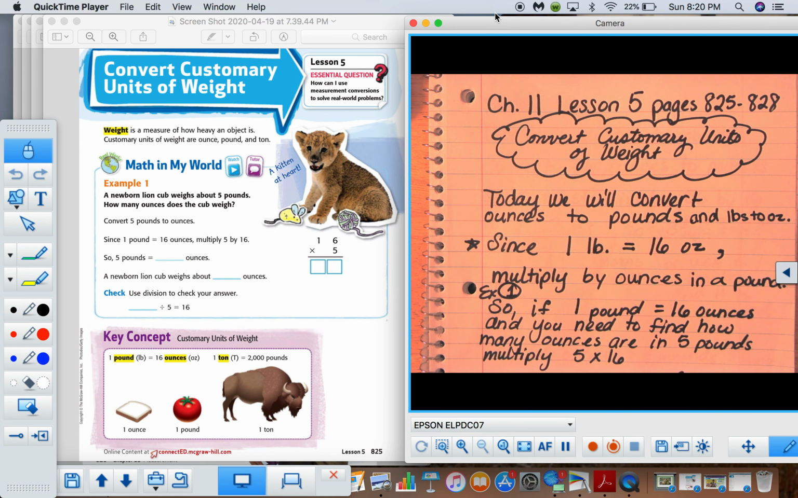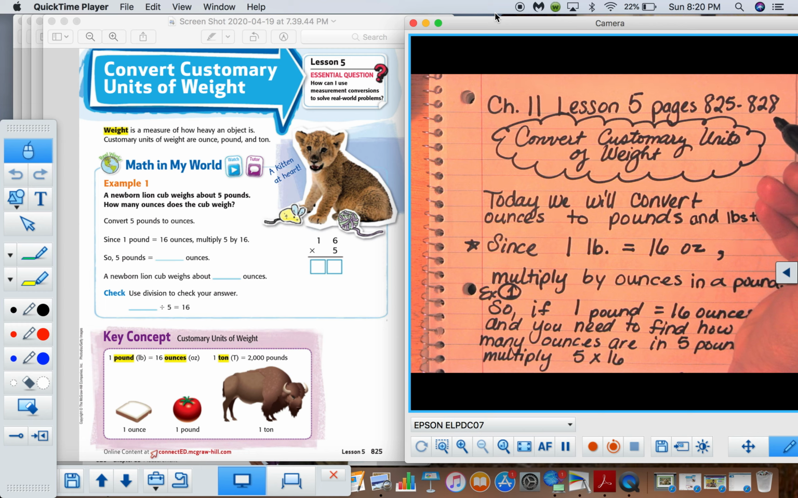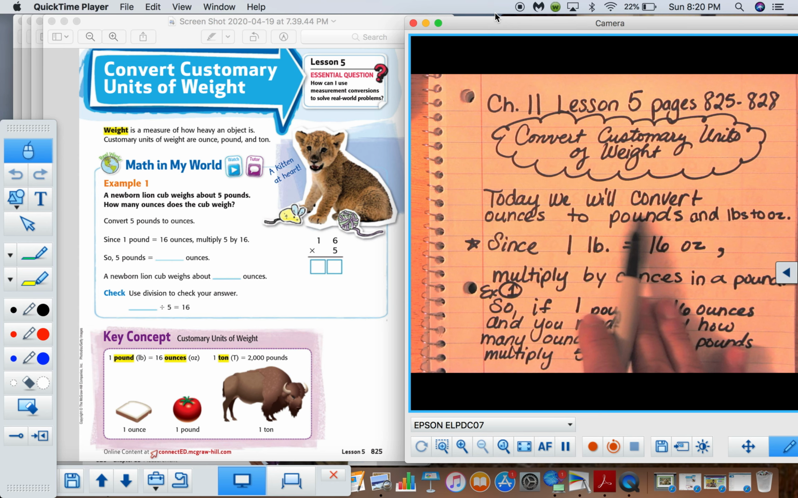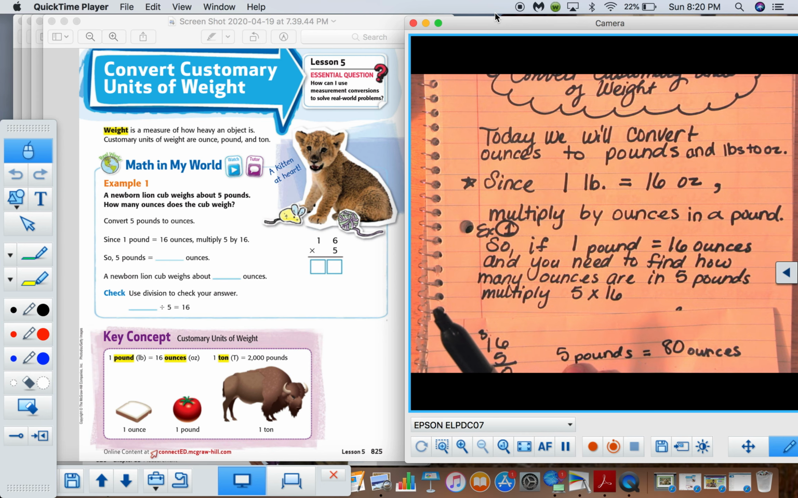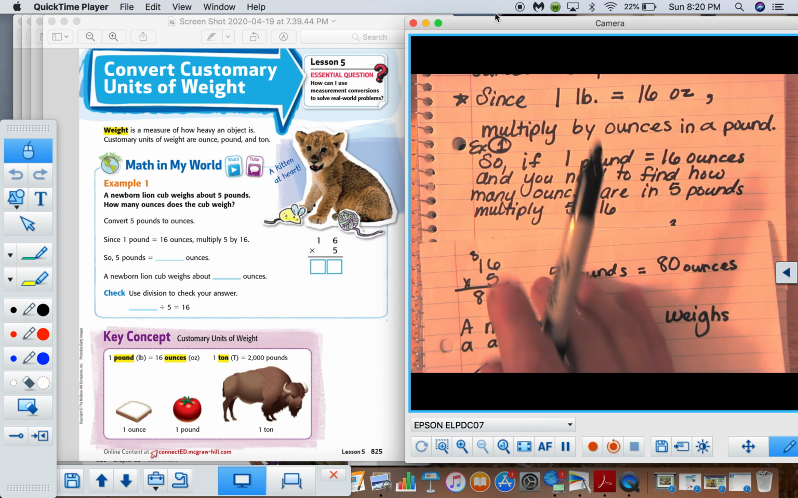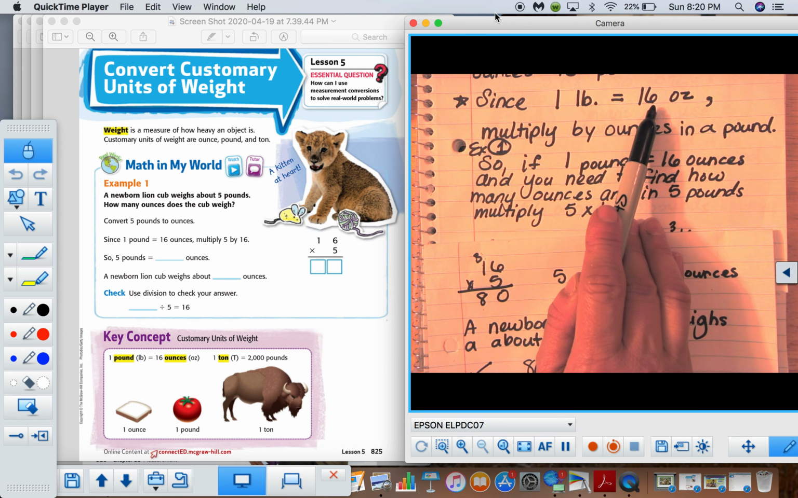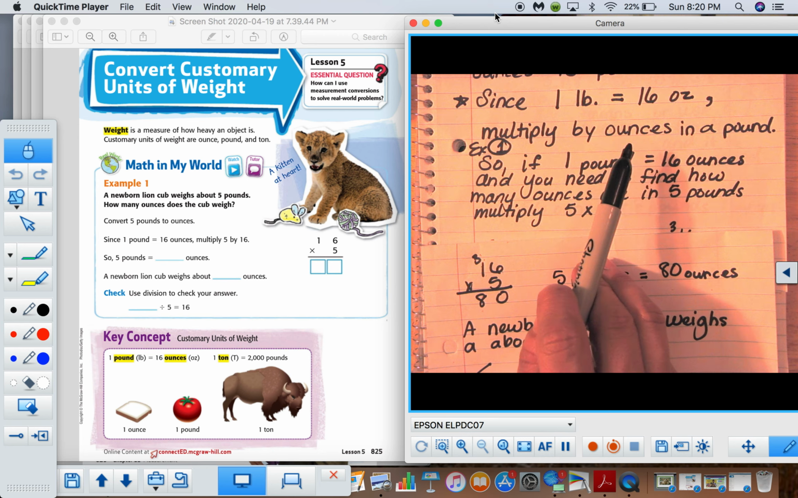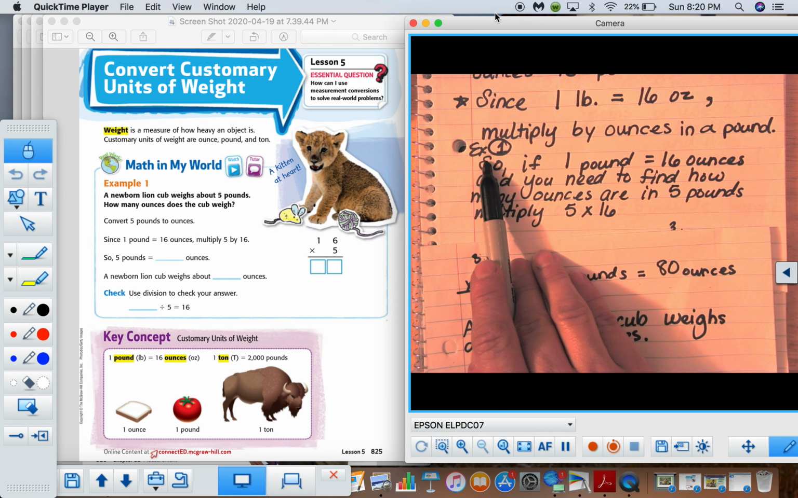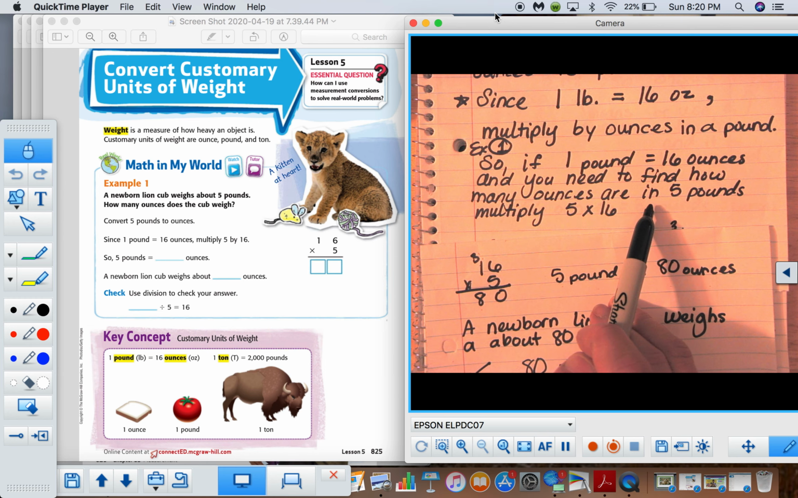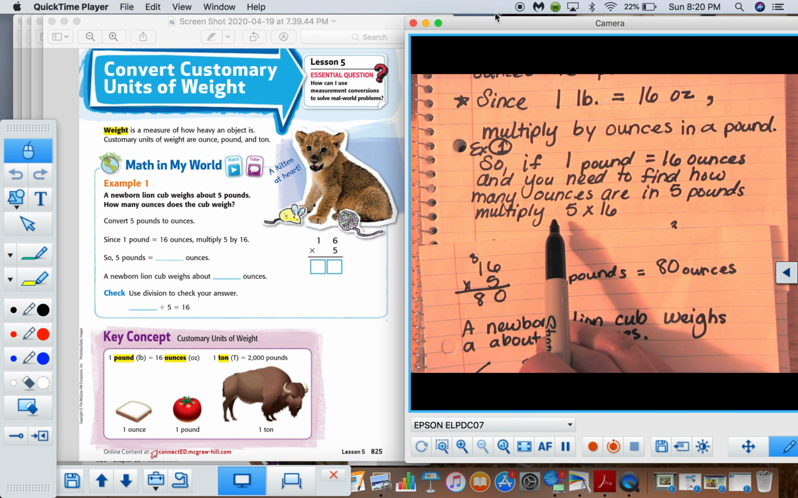So chapter 11, lesson 5, pages 825 to 828. We're going to convert customary units of weight. Today, we will convert ounces to pounds and pounds to ounces. We're also going to do pounds to tons and tons to pounds. Right now, we're going to concentrate on ounces and pounds. Since 1 pound is equal to 16 ounces, we are going to multiply ounces multiplied by ounces in a pound. For example, number 1. So if 1 pound equals 16 ounces and you need to find how many ounces are in 5 pounds, we're going to multiply 5 by 16.